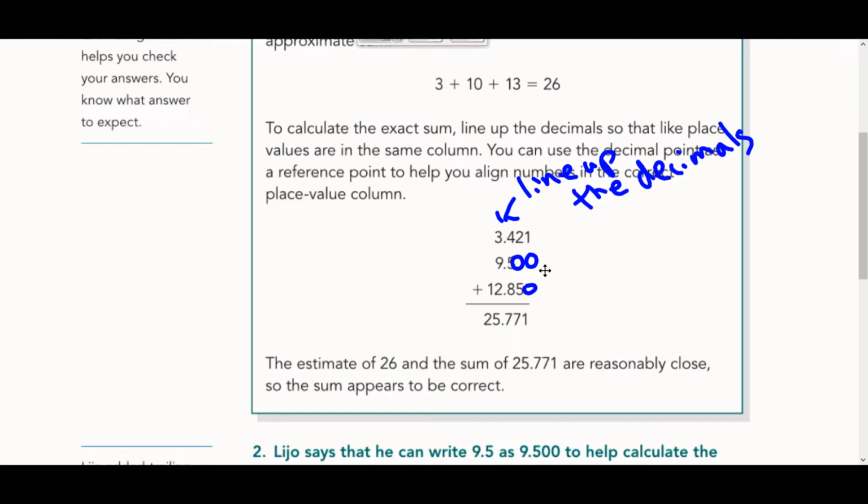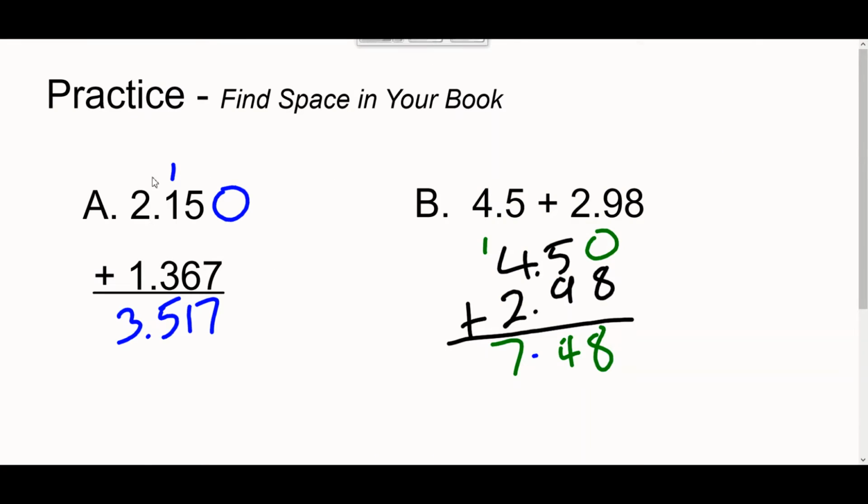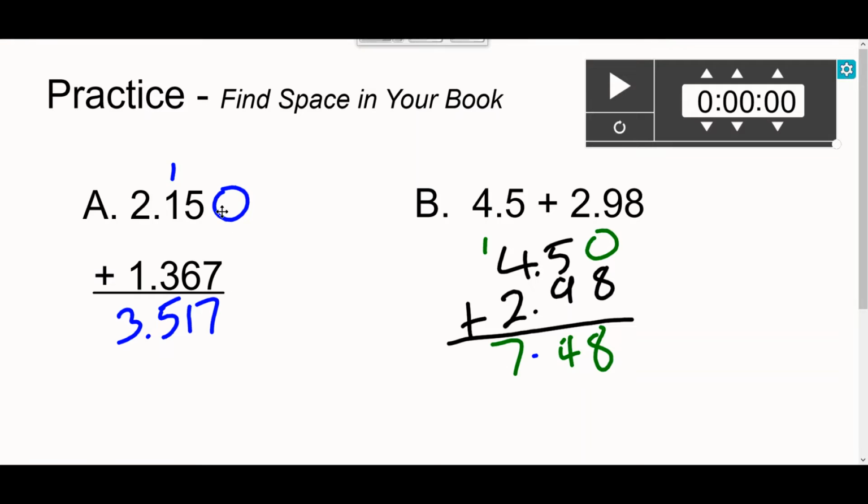And then I added some trailing zeros here. You don't have to do that in addition, but it might be a good idea. All right, and then I give you a chance to try it on your own. All right, so I give you these two problems. Again, adding the trailing decimal, or the trailing zero.